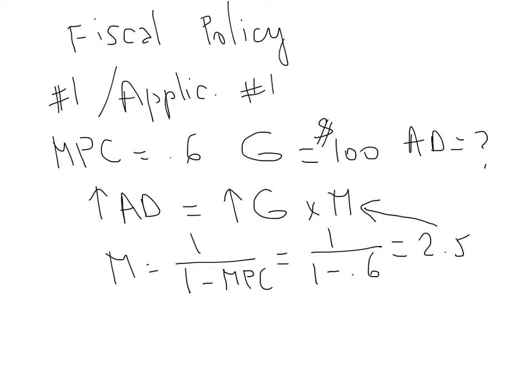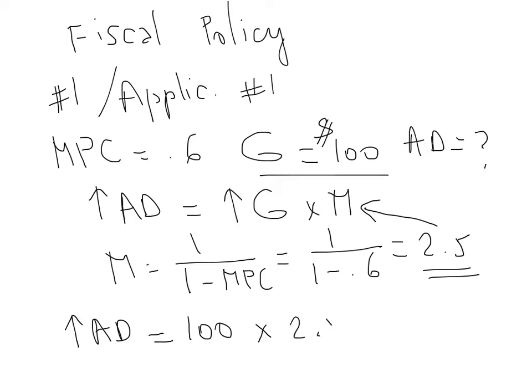We know government spending is over here. So we can calculate increase in aggregate demand equals increase in government spending is given 100 billion times multiplier 2.5. So this is going to be $250 billion. So this is an application on government spending effect on increase in aggregate demand. Let's work on another one.